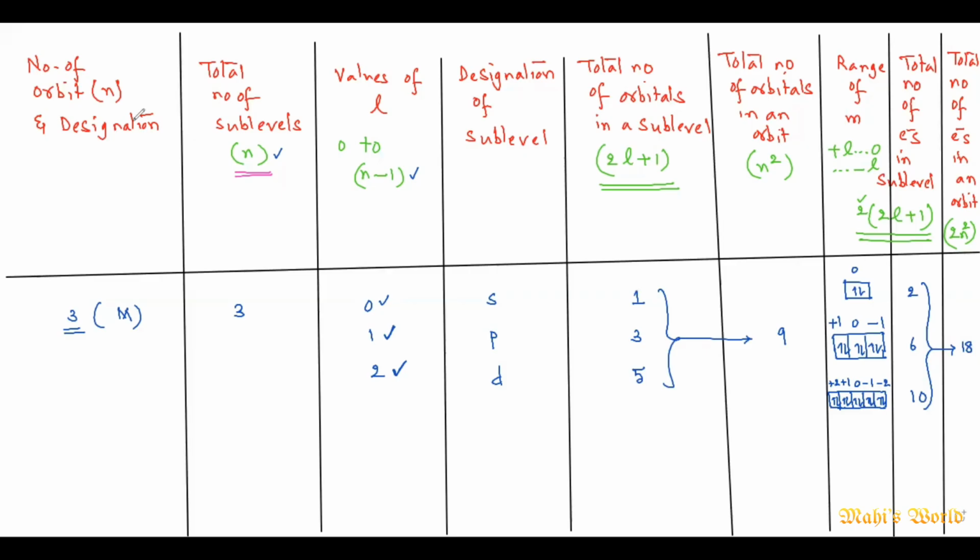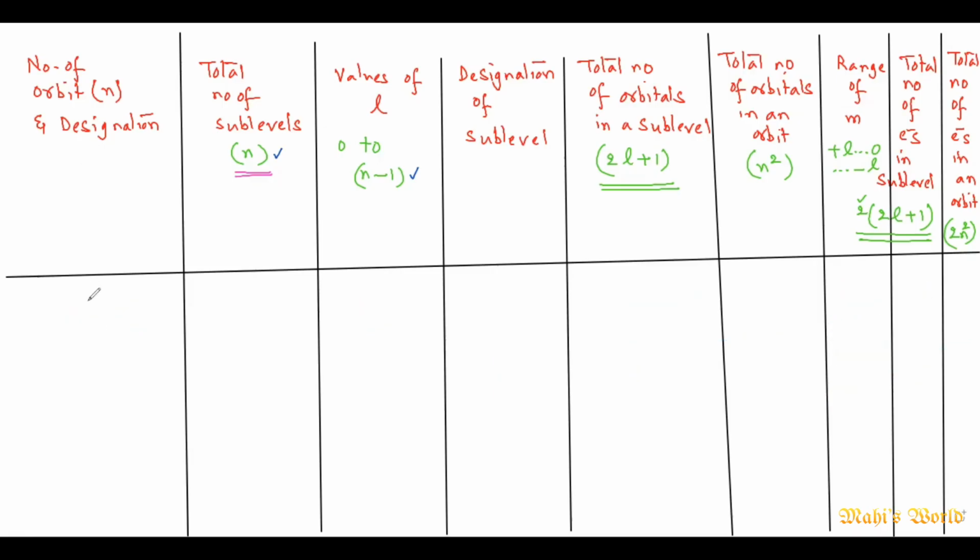2 of 2L plus 1 can be seen from this. Suppose if you take 0, 2 of 2 into 0 plus 1, 2 of 1, nothing but 2. If you take it as 1, 2 of 2 into 1 plus 1, nothing but 2 of 3, nothing but 6. 2 of 2 into 2 plus 1, nothing but 2 of 5, that is of course 10.